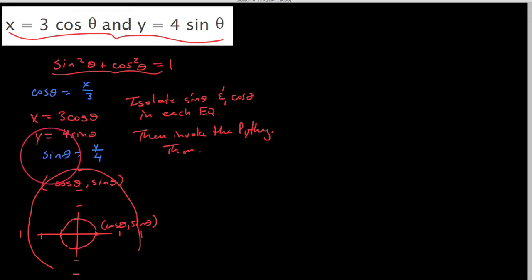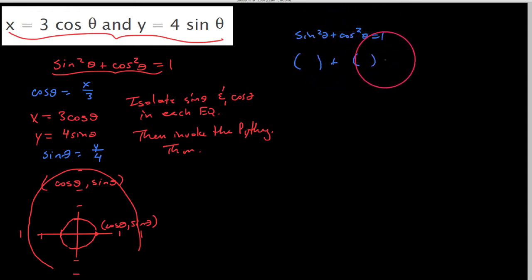So using this fact, I know that sine squared theta plus cosine squared theta is equal to 1. If I square my sine theta, sine equals y over 4, so sine squared would be y squared over 4 squared. And if I squared cosine, cosine squared would be x squared over 3 squared. So we would get x squared over 3 squared. And you can see easily now that, of course, this is an ellipse.